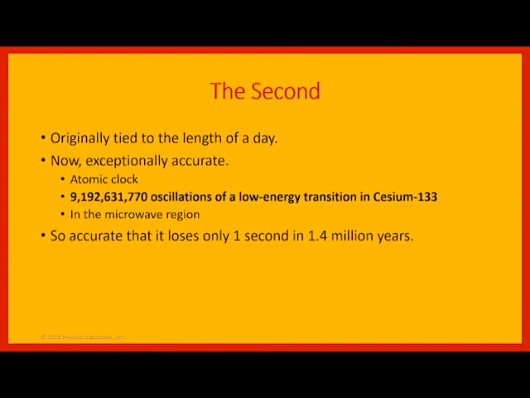For example, now the second is measured using an atomic clock based on the oscillation of cesium atoms. And these oscillations are so accurate that they lose only 1 second every 1.4 million years.